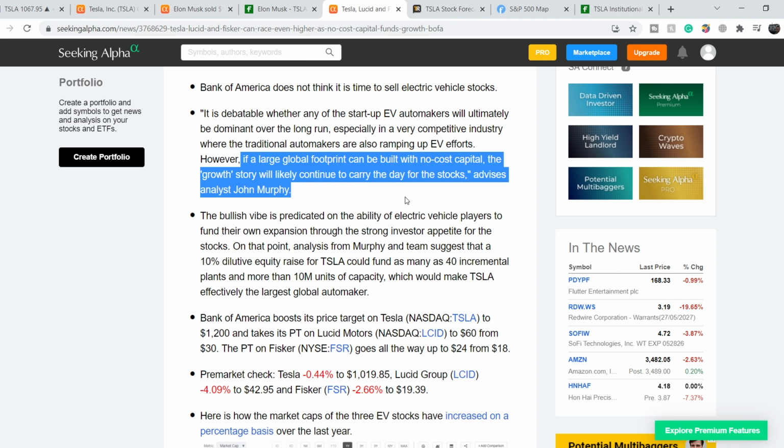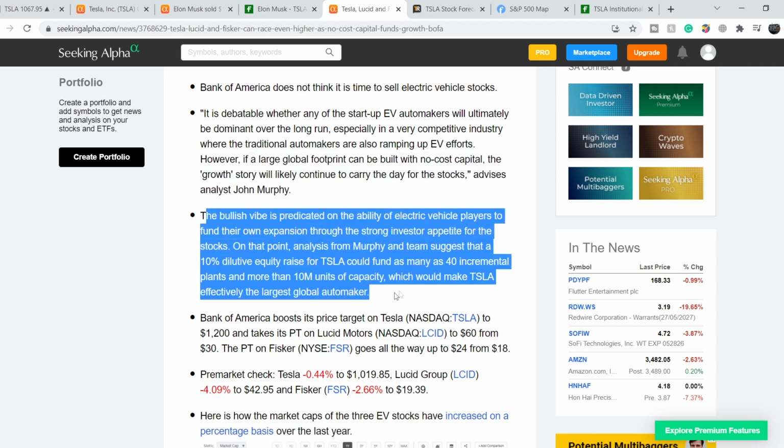However, if a large global footprint can be built with no-cost capital, the growth story will likely continue to carry the day for the stocks, advises analyst John Murphy. The bullish vibe is predicated on the ability of electric vehicle players to fund their own expansion through the strong investors' appetite for the stocks.